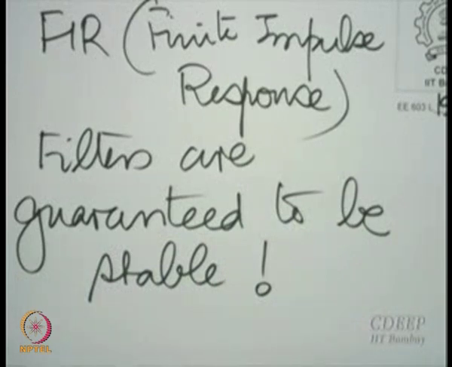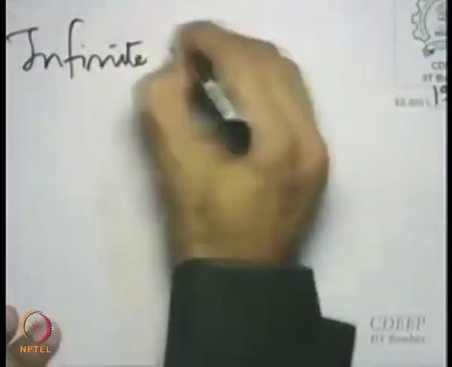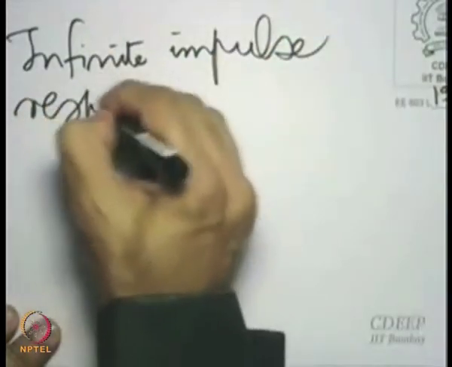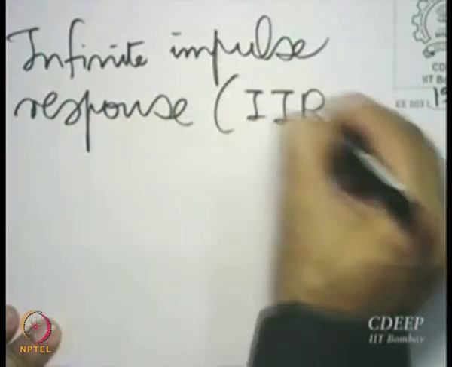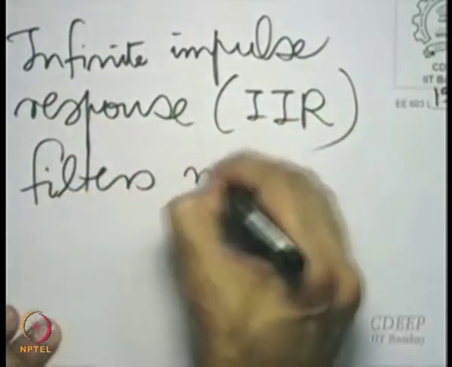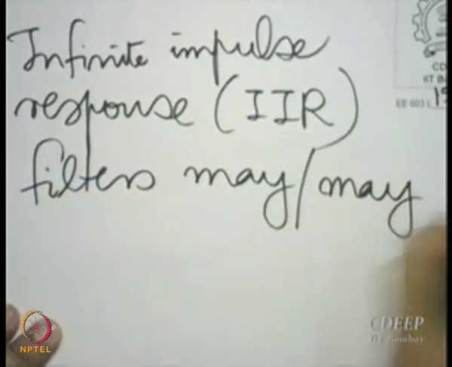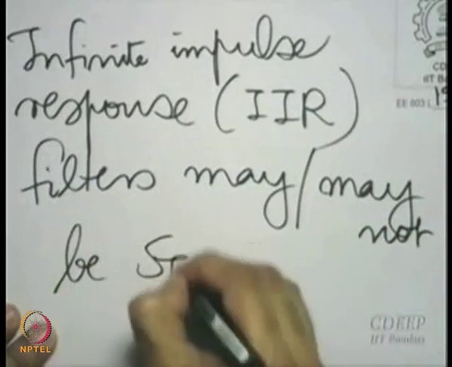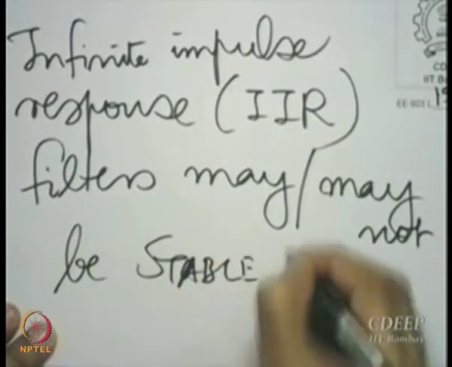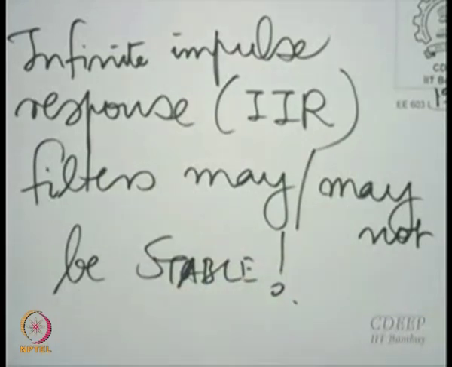That is not true with infinite impulse response systems. Infinite impulse response systems may become unstable. May or may not be stable. So why at all should we look at IIR filters as an option? Well, there are two reasons for it. One is you may call it historical or you may call it convenient.